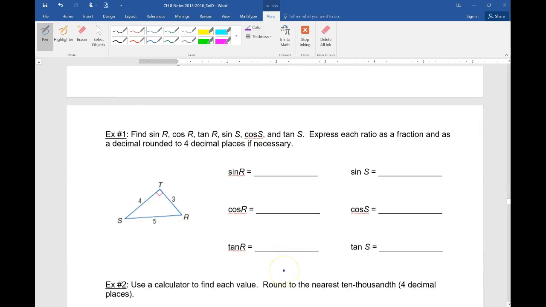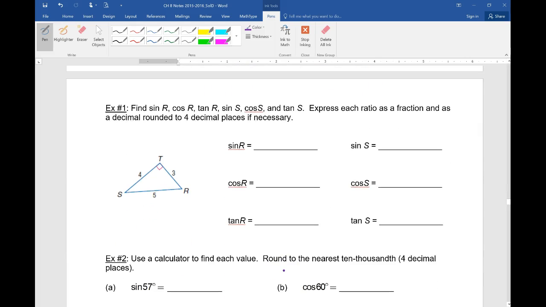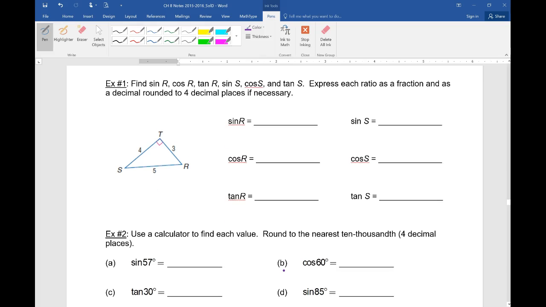So let's do a little bit of work here. All right. Here we have a triangle, angles RST. We want to find sine and cosine and tangent for R and S. We never find sine, cosine, tangent for the 90 degree angle. It's always one of the acute angles, okay? It says express each ratio as a decimal, as a fraction, and as a decimal rounded to four decimal places if necessary. Now I'll come back to this in a second.